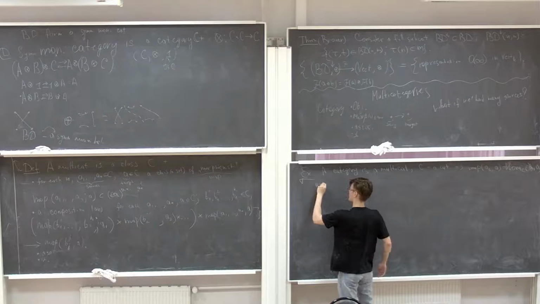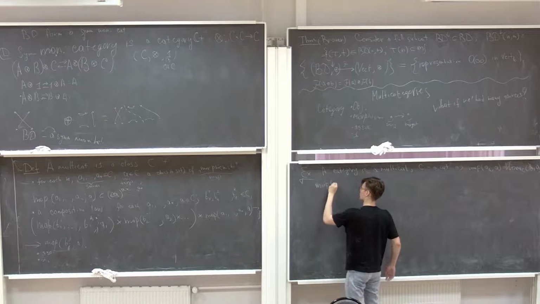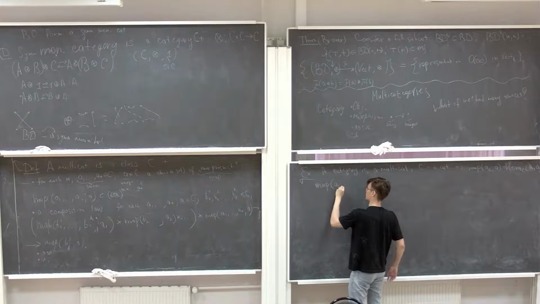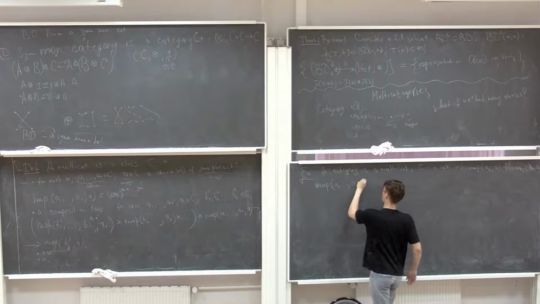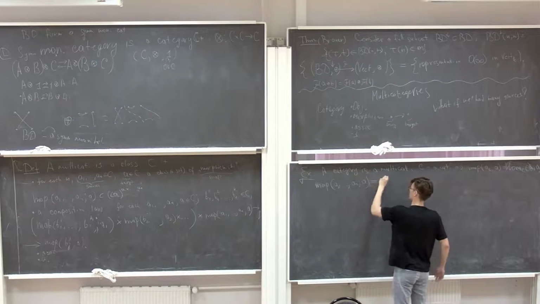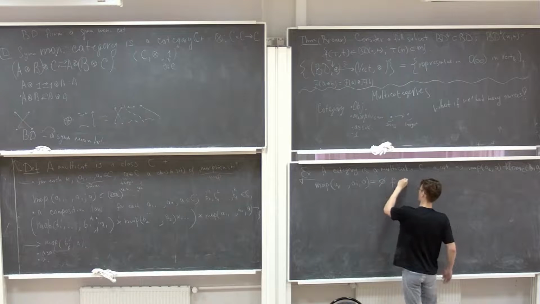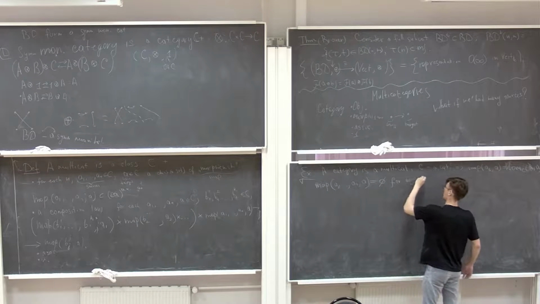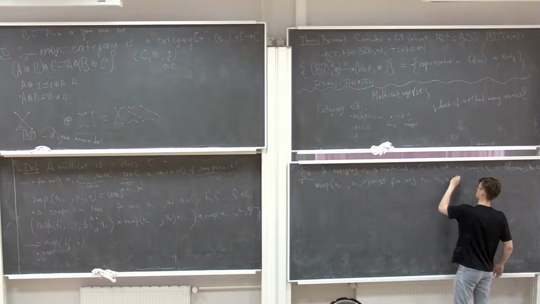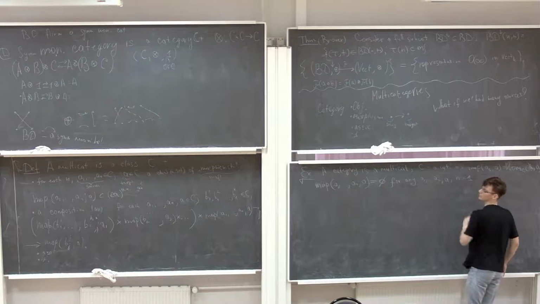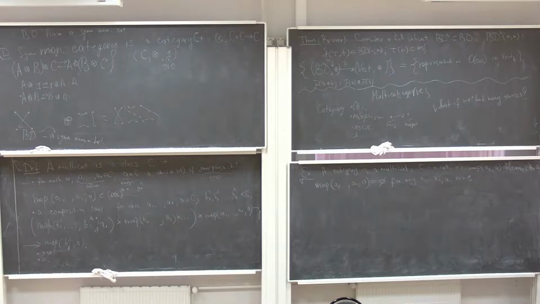And the set of maps that have many sources is just empty for any A1, ..., AN, and N greater than 1. So a multi-category is a category. A category is a multi-category.